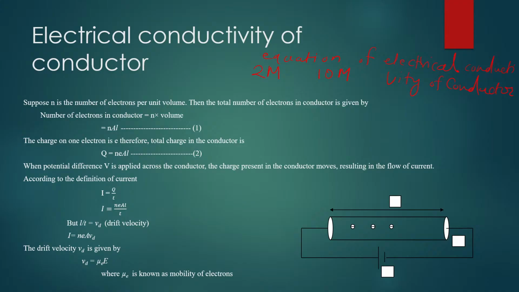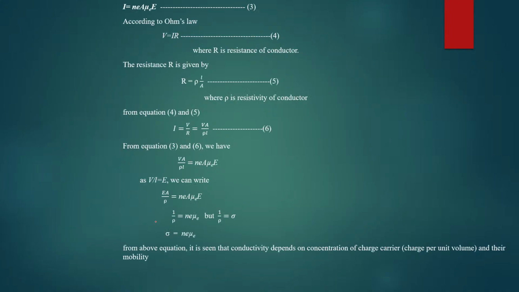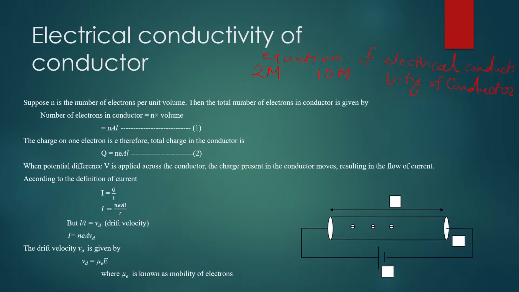The first question is the equation of electrical conductivity. The end result is that conductivity is directly proportional to N e mu e. This is your equation and you have to write it well. Here the first e is the suffix, and the other e is not a suffix, it is the electric field. This is for 2 marks, and the question is definitely asked many times and probably will be asked this time too.